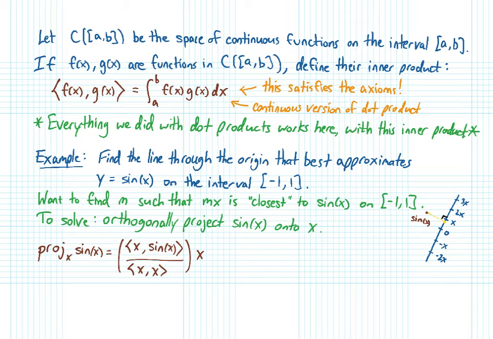And it's exactly the same formula, but with functions in place of vectors and the inner product in place of the dot product. But it's exactly the same formula. And so now all we need to do is calculate it. So the first thing would be to rewrite the inner products as integrals. And so on top, you have the integral from -1 to 1 of x times sine of x dx. And in the bottom, you have the integral from -1 to 1 of x squared dx.